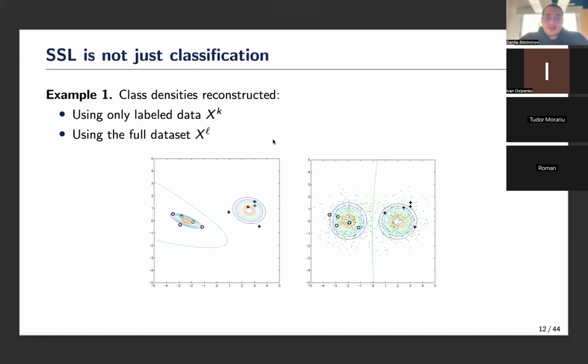So let's consider a case where we have two Gaussian distributions with the same variance. According to Bayesian classification theory, which I hope you had in the previous semester, the optimal decision boundary between these distributions should be linear, like one line.